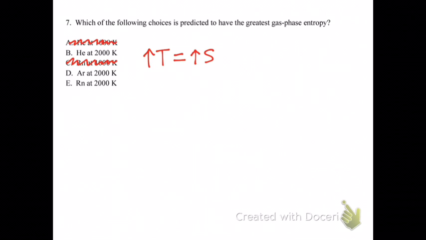So of these, we're going to pick the heaviest. If we're just comparing different atoms, we're going to go with the one that is the heaviest. If we look at the periodic table, we'll see that radon is far heavier than argon, which is far heavier than helium. Because the heavier the atoms that we're looking at, the more shells of electrons they have, the more microstates they have, etc., etc., etc.